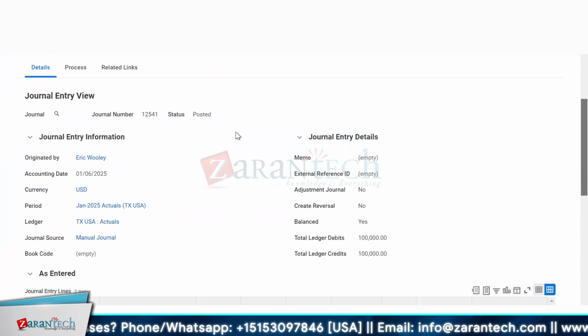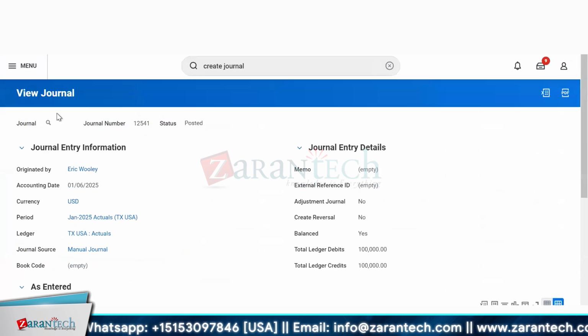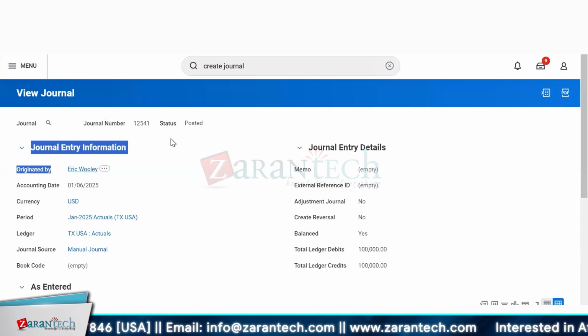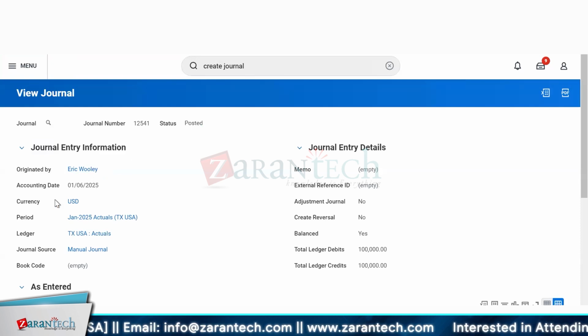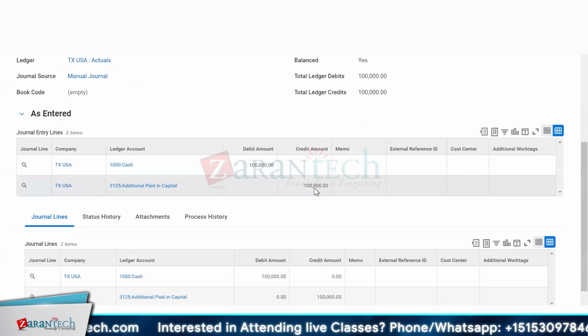And if I open up my journal again by clicking this magnifying glass, my journal is now in posted status. The creator or the originator of this journal is Eric Woolley, and the date we have given is 6th of Jan. Period was 2025 for my ledger. Journal source was there. And here we have two transactions, 1000 with cash as debit and credit is my capital. Any question on this point?